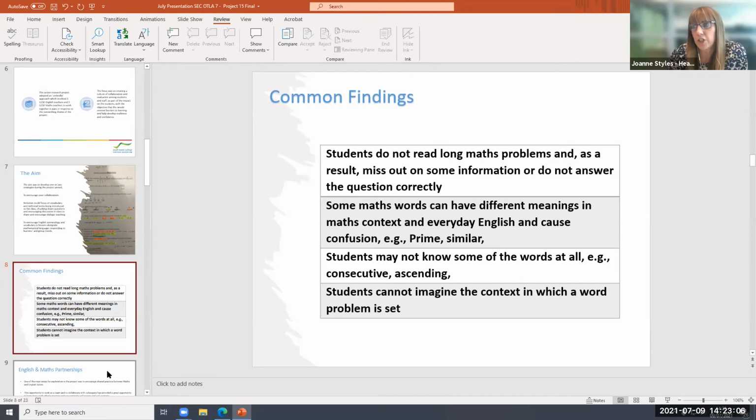Some of them didn't actually really understand some of those words. When it was unpicked, they really didn't know how to share their understanding of what ascending meant, even though it's something that they would come up against in a maths question.